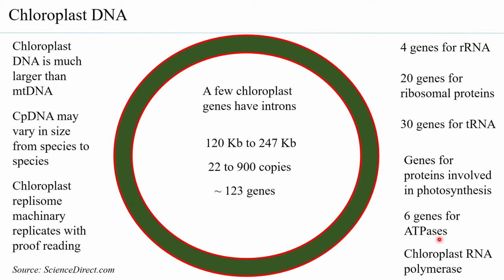There are genes for RNA polymerase. These RNA polymerase specifically transcribe the genes that are there in the chloroplast DNA. And it is interesting to note that the large subunit of Rubisco is encoded by the chloroplast DNA, while the small subunit of the Rubisco is coded by the nuclear DNA.